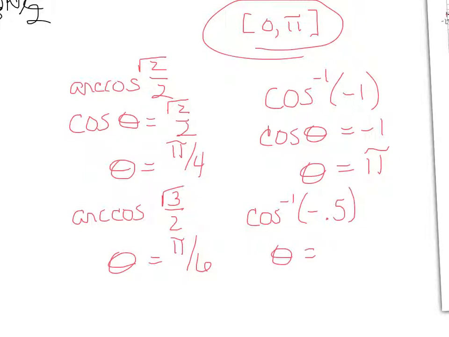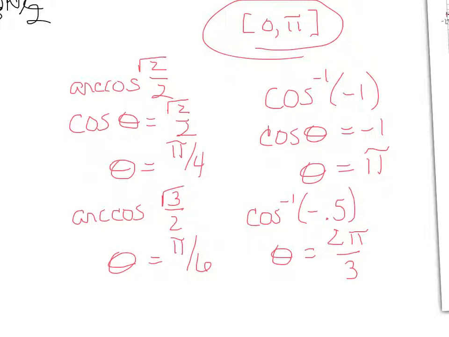So what quadrant does it have to be in then, Justin? If the cosine is negative, it has to be in quadrant 2. What's the angle in quadrant 2 whose reference angle is pi over 3? 2 pi over 3. I got it.